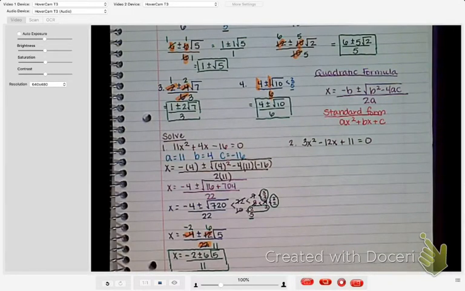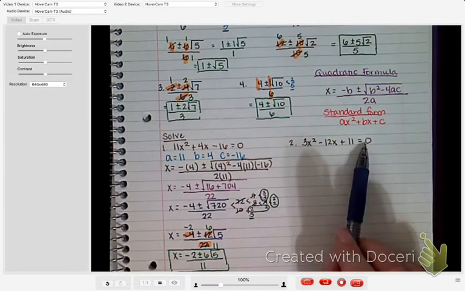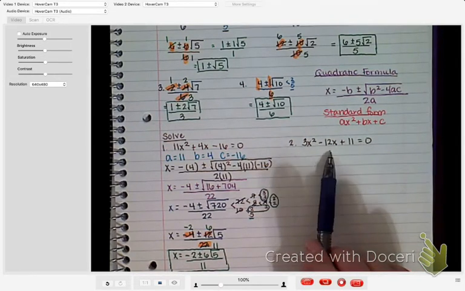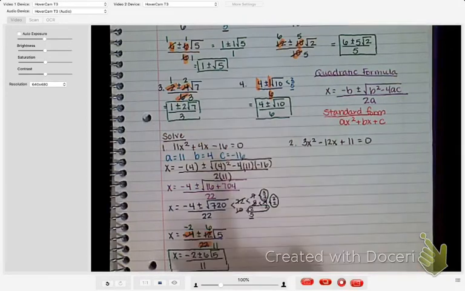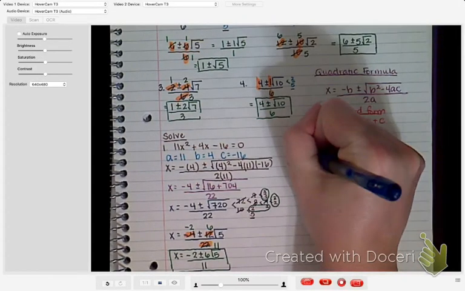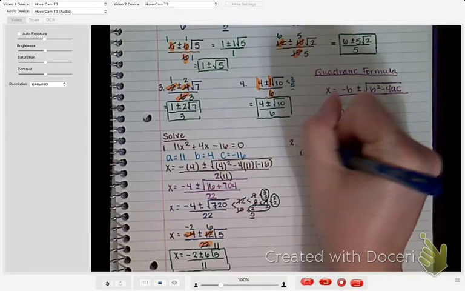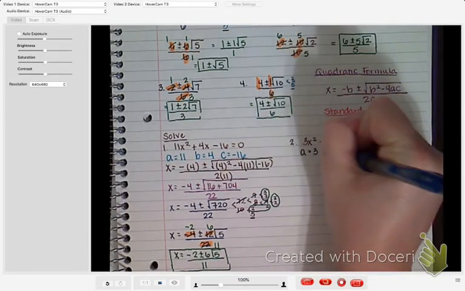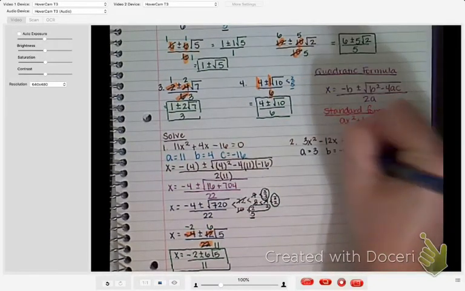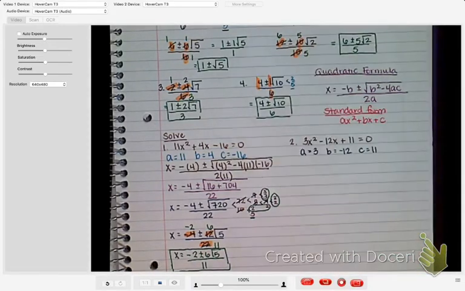All right, so you've tried it. Here we go. First things first, am I in standard form? So ax squared plus bx plus c, I am. I'm set equal to 0, so I'm good. My second step is going to be to identify my a, b, and c. So a is 3, b is -12, and c is 11. Okay. From there, I'm going to plug everything into my formula.